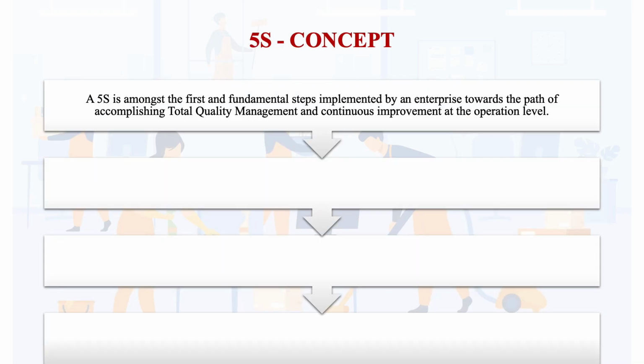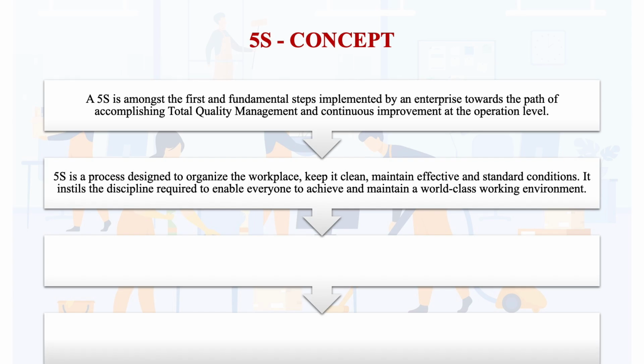5S is among the first and fundamental steps implemented by an enterprise on the path of accomplishing total quality management and continuous improvement at an operational level. 5S is a process. Remember, it is a process designed to organize the workplace, keep it clean, and maintain effective and standard conditions. It instills the discipline required to enable everyone to achieve and maintain a world-class working environment.